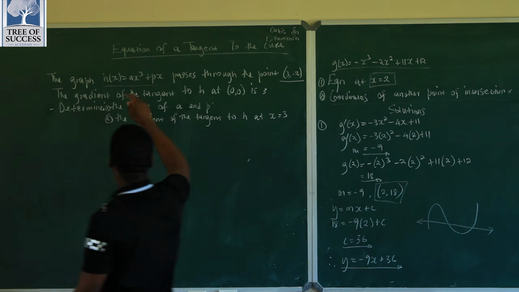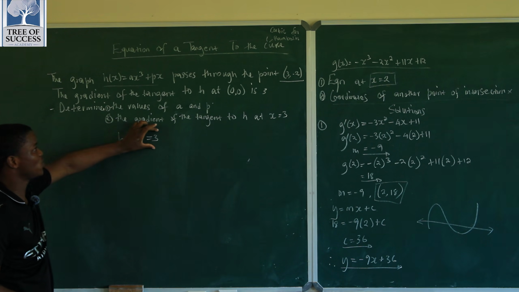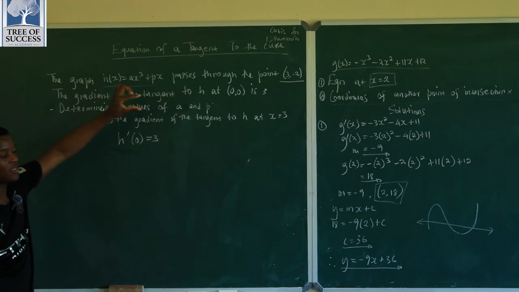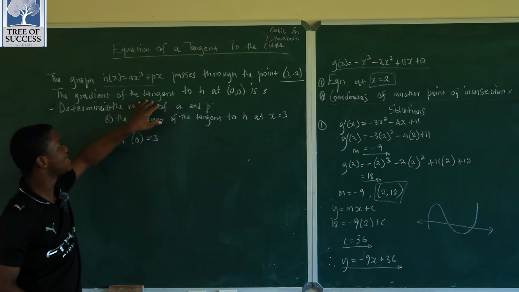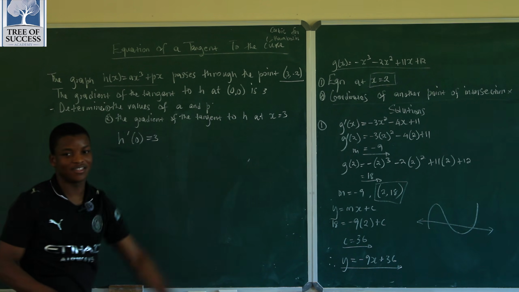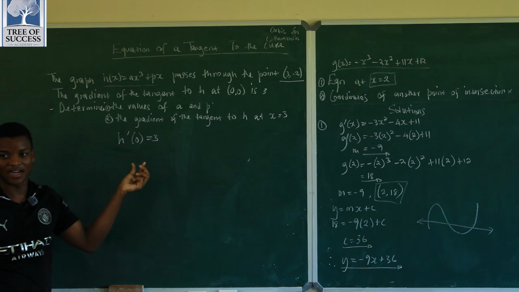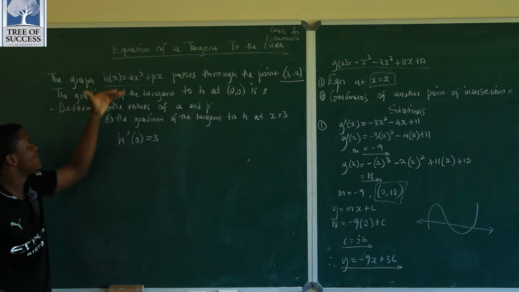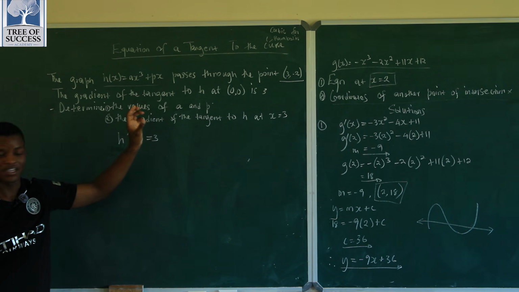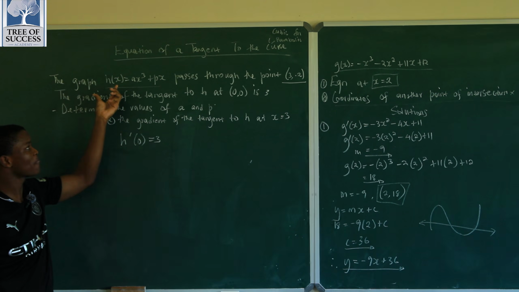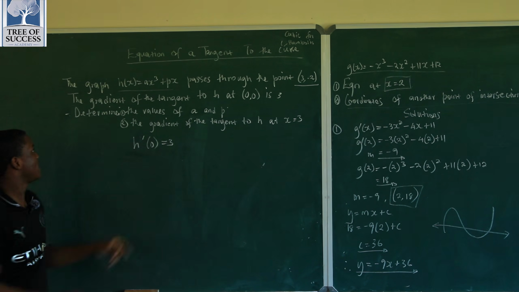So here we know that h prime of x, yes, h prime at 0 must be equal to 3. What does that statement mean? The gradient of the tangent to h at the origin is 3, right? Meaning h prime at 0 will be 3, right? Why? Because if we want the gradient, we derive the equation of the curve, then we substitute the x value. So here we will derive h prime of x, substitute 0, and then we get 3, right?